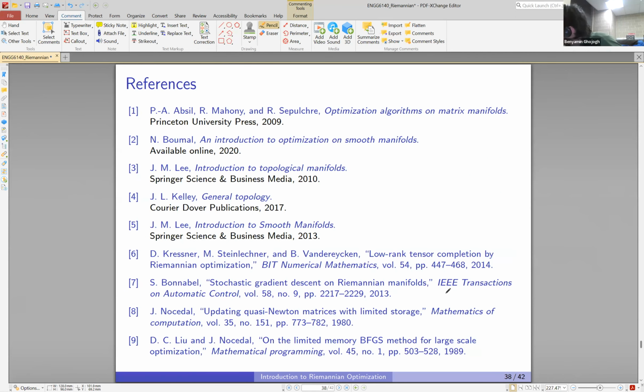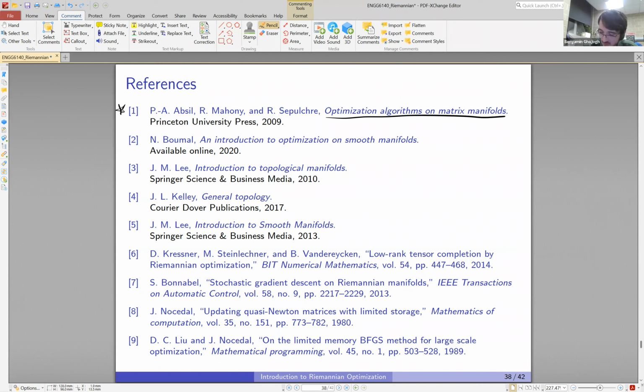Some references, important references in this area. Okay, so one of them, this is the most important book in the field of Riemannian optimization by Absil et al., published by Princeton University Press.